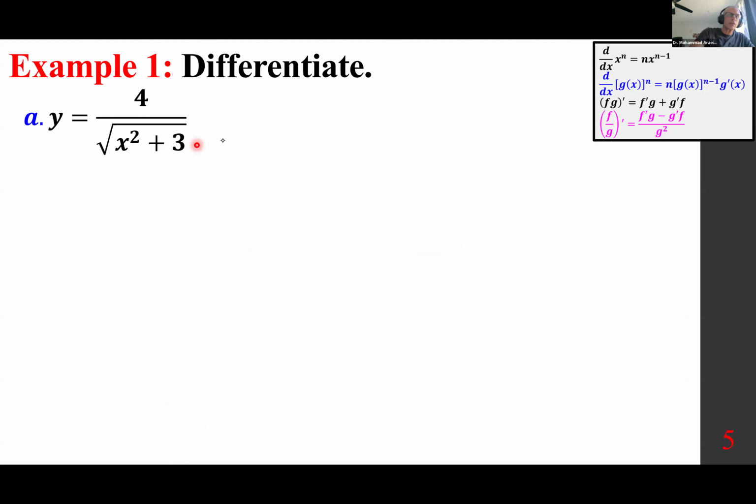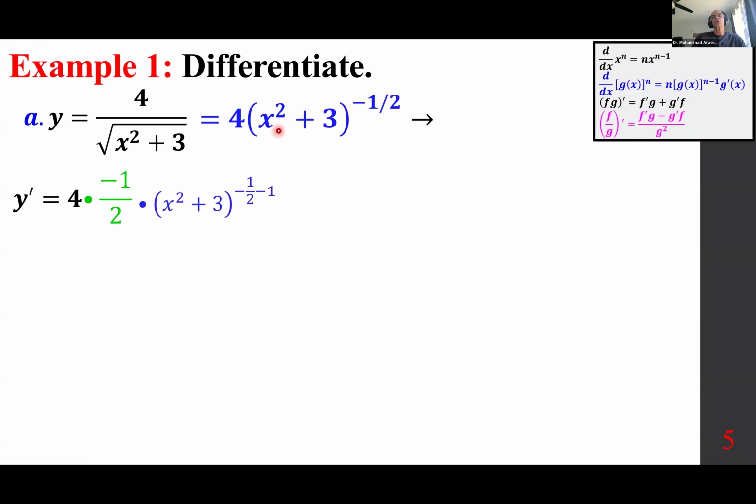So to differentiate this, because the numerator just has the number, we're going to bring this up and make it to the power of -1/2. Now we're going to use the extended power rule starting with number 4. Then -1/2, we're going to use the derivative of g of x to the power of n on that. n g of x to the power of n minus 1 g prime of x. So -1/2. The parenthesis to the power of -1/2 minus 1, the derivative of the inside, 2x.